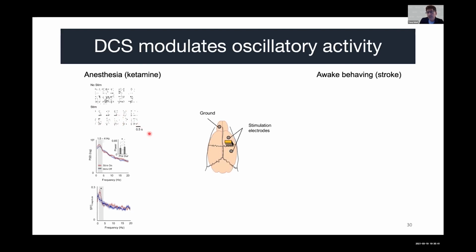So this is sort of a test bed to see the effects, because these experiments are difficult to do in awake behaving animals, like doing a stroke, a stimulation, as well as single unit recording.